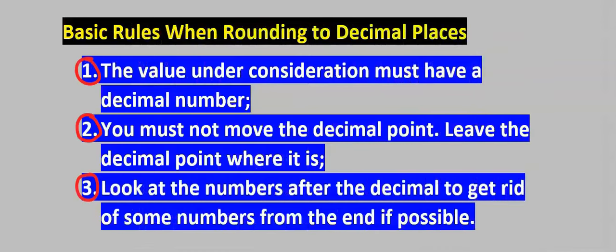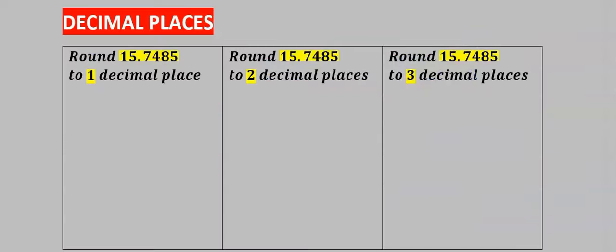And the third rule is to look at the numbers after the decimal to get rid of some numbers from the end if possible. That is, your only target are numbers after the decimal. With these rules in mind, let's consider this first question. We are going to round this number to 1 decimal place.